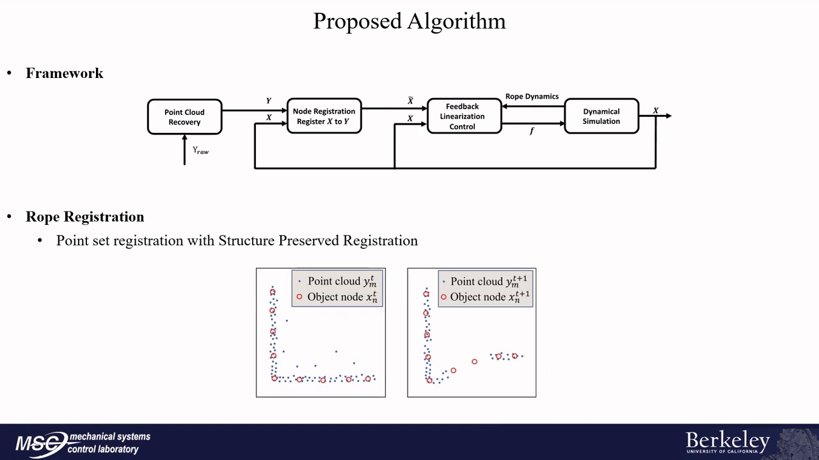After the point cloud is recovered, a node registration module is applied to find a transformation from the node positions in the simulator to the current point cloud. The figure illustrates the performance of the proposed structure-preserved registration algorithm, which can robustly estimate even under occlusion and noise.